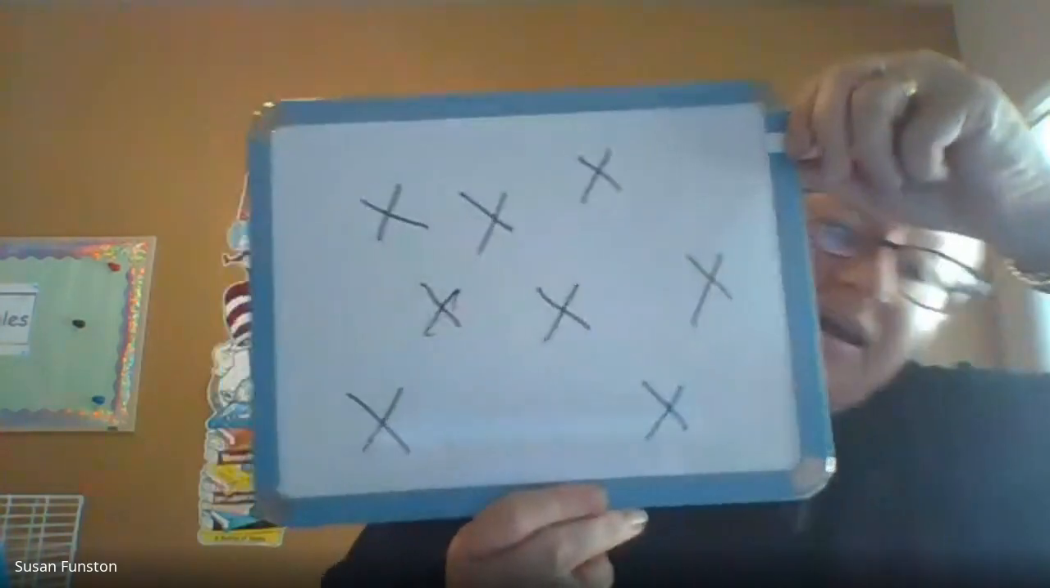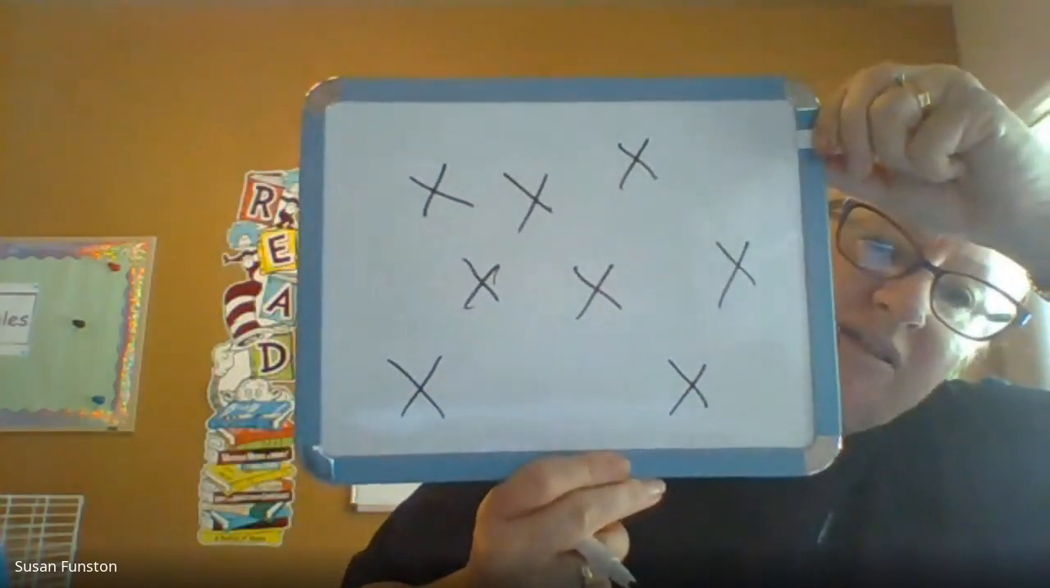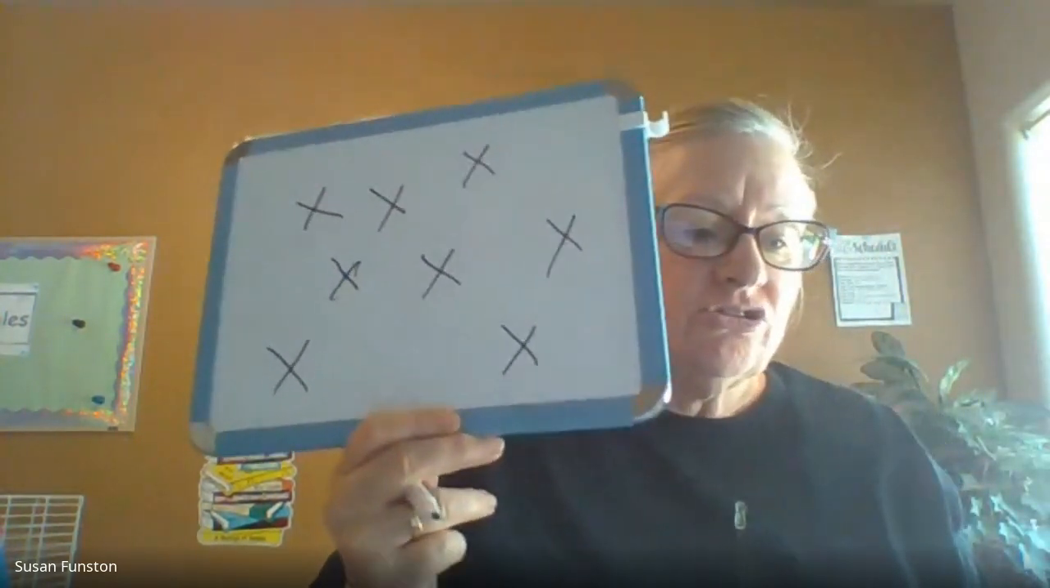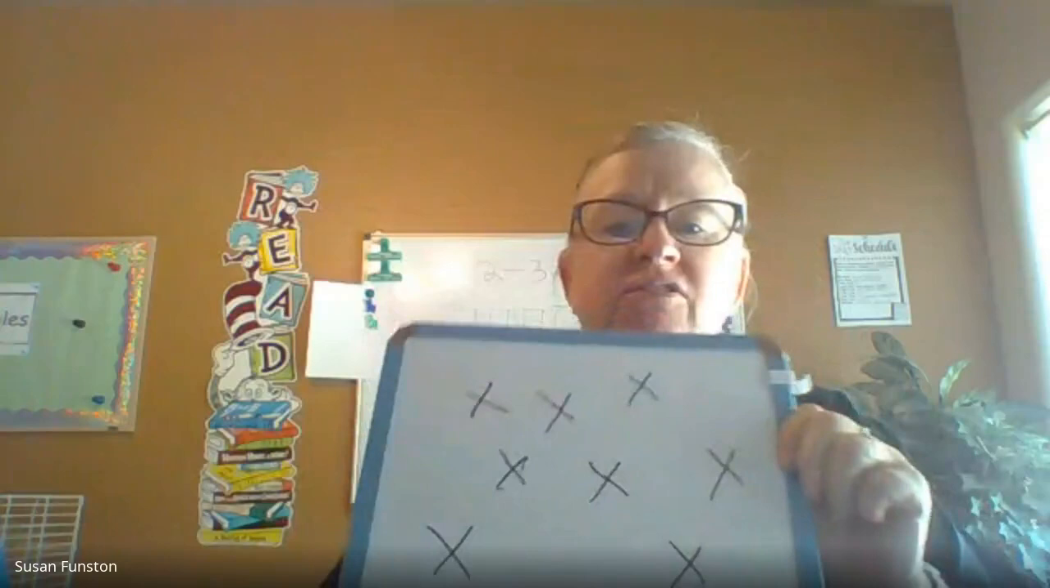So there are 8 birds at the pet store. So I'm going to draw 8 X's. I'm just going to draw them all over the place. 1, 2, 3, 4, 5, 6, 7, 8. So there's my 8 X's all over the place. And they said there are 2 birds in each cage. Circle to show me how many cages there are.